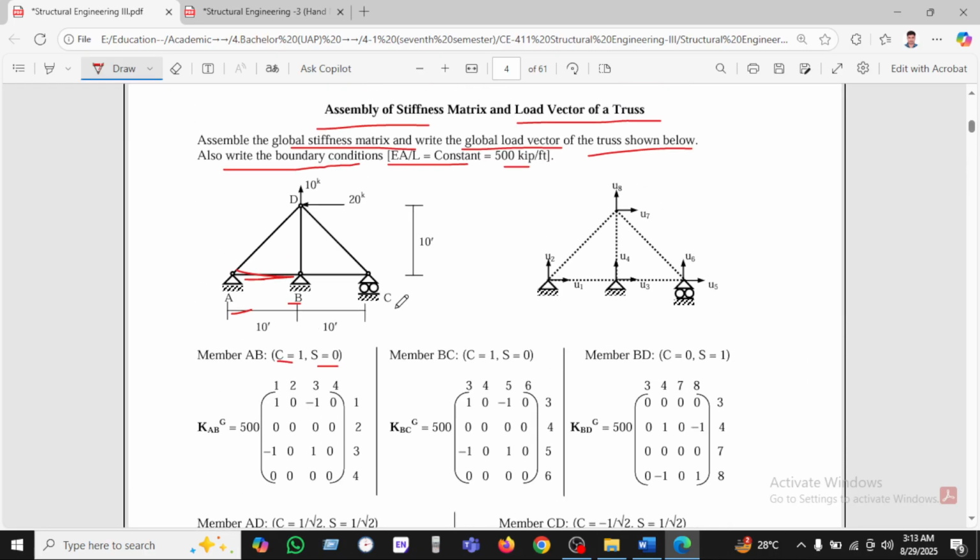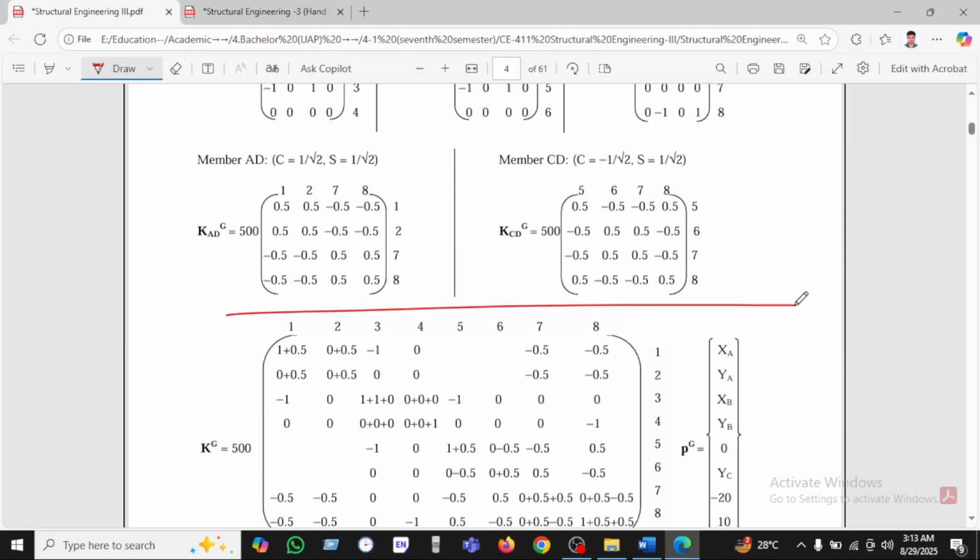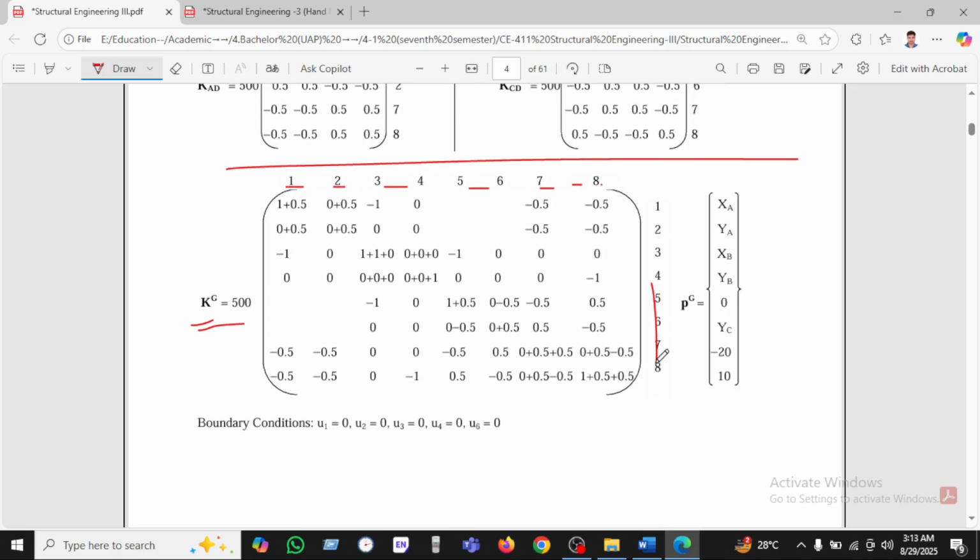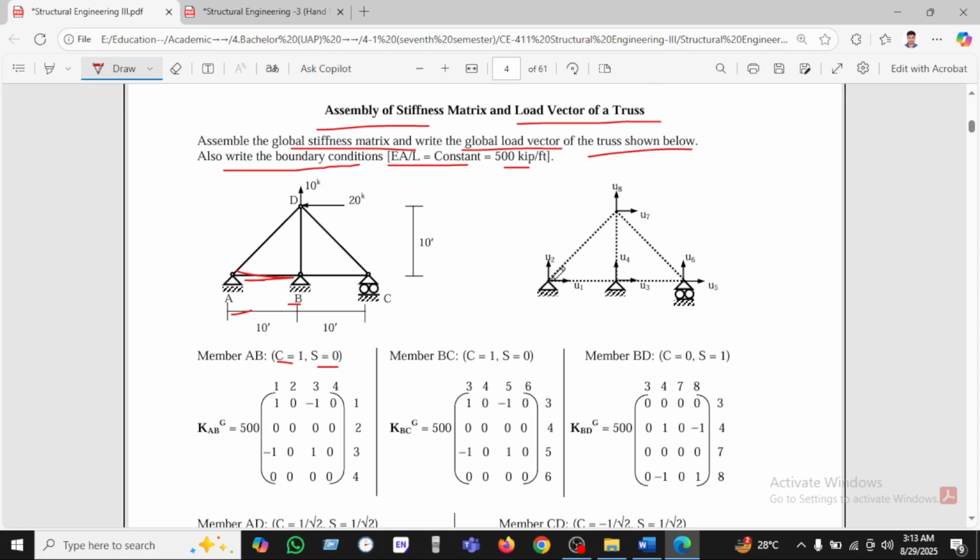So we've been finding all the values, and then we can assemble all the G 1 2 3 4 5 6 7 8 and 1 2 3 4 5 6 7, putting all these values here. For the boundary condition, we've been seeing that 1 2 3 4 up to 6 is 0, because there is no displacement.